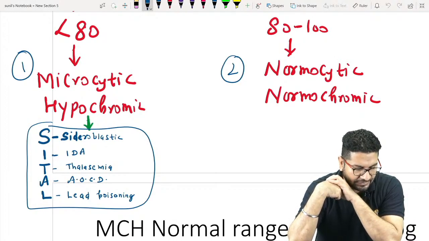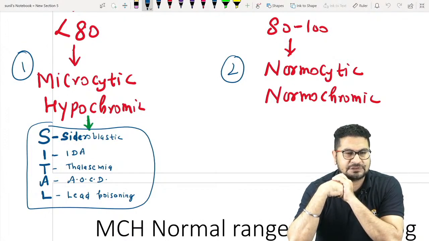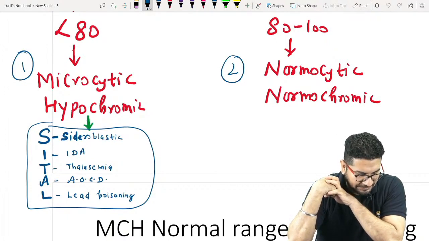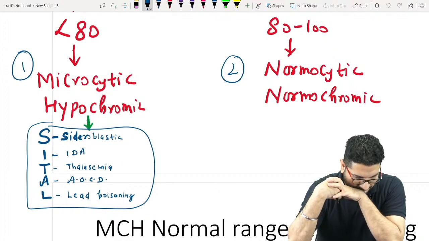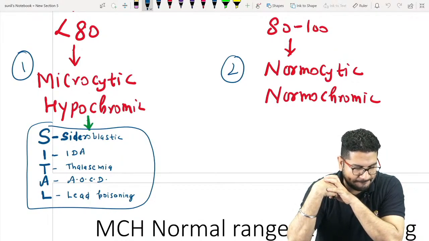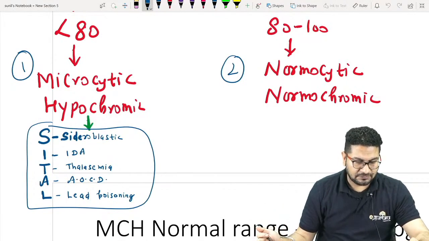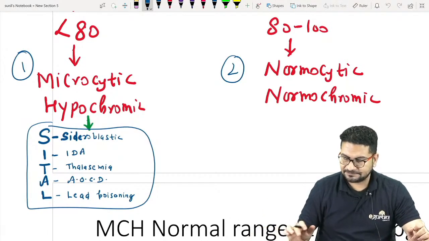Am I clear? Okay, Karthik, a question for you. If I ask you, a patient is having MCV value 102, can it be Sheetal, yes or no? Gitika, try to answer. If I say value of 102, can it be microcytic, yes or no? The answer is no. Why? Because if it is microcytic hypochromic, it should be from this list. Am I clear?